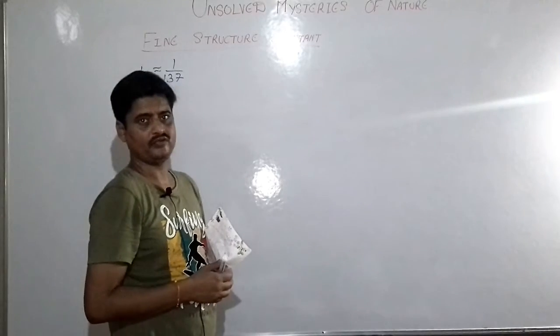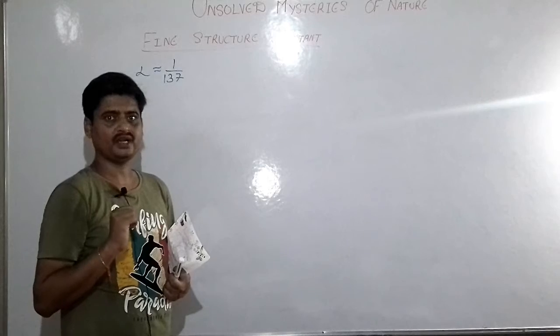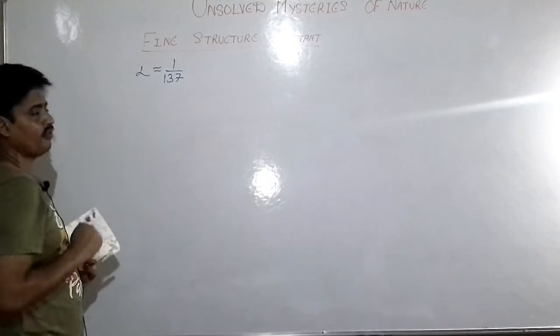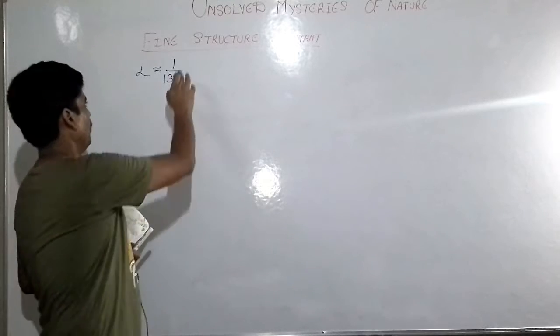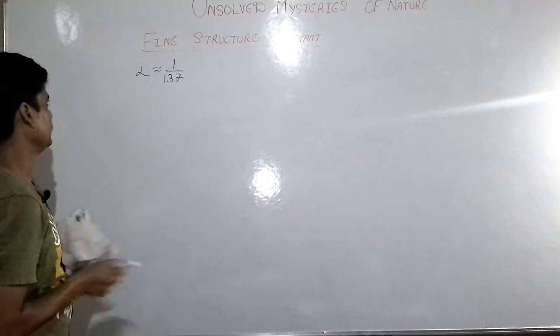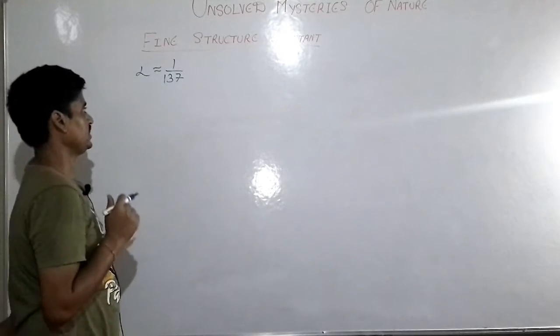One of the most mysterious numbers in fundamental physics, or you can say in all of physics, is the fine structure constant, 1 divided by 137. And why is this the most mysterious number?